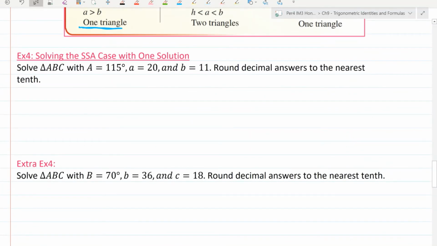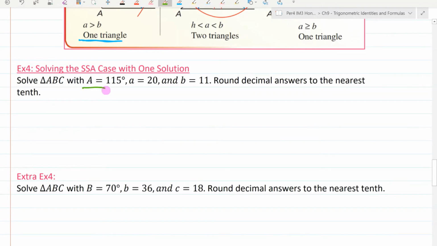So for the first problem, the angle is obtuse. That means I know for sure that it's either going to be no triangle or it's going to be one triangle, but it's definitely not going to be two triangles. So they give us angle A and side A. That's important for law of sines. If they don't give you an angle and a side that are the same letter, you cannot solve. And then we have side B.